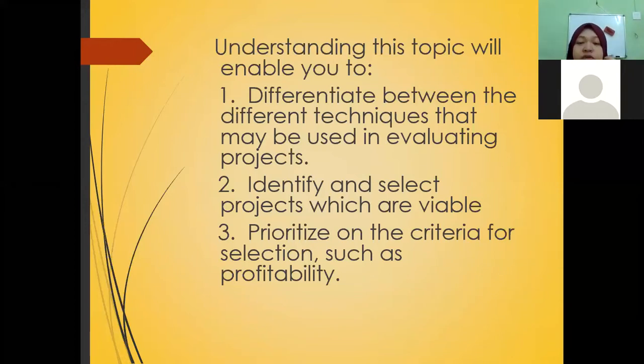You also will be able to identify and select the projects which are viable and prioritize on the criteria for the selection, such as profitability. By using the four techniques that you're going to learn, you will be able to decide which project is the best project, which project is the most profitable project.